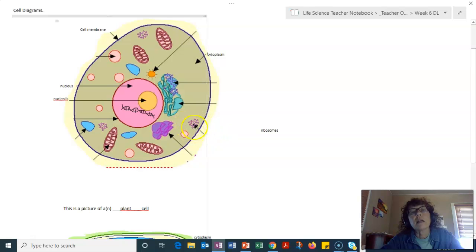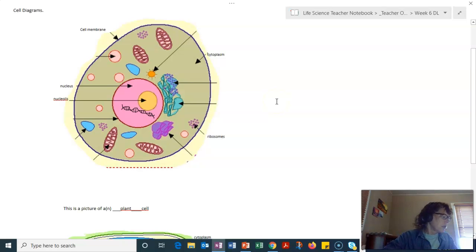But let's go up here and label the ribosomes in the animal cell. Again, they're these little dots. There's some over here as well, and some up here at the top. We'll just label them in one place. And just like in the plant cell, some of those ribosomes are attached to the ER. So we might as well label the ER.